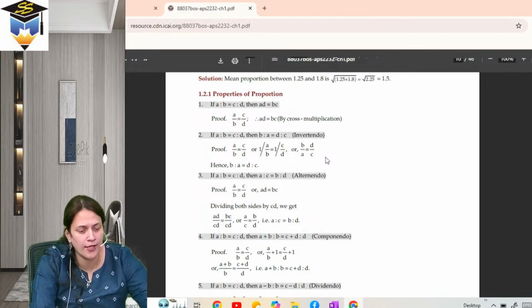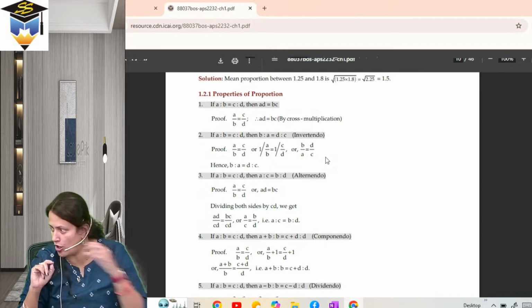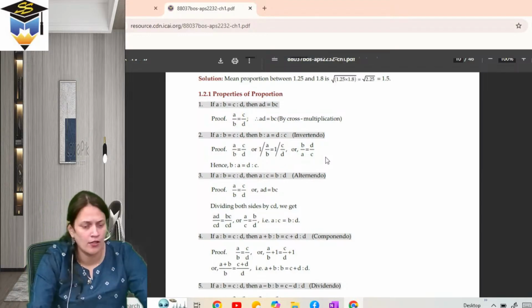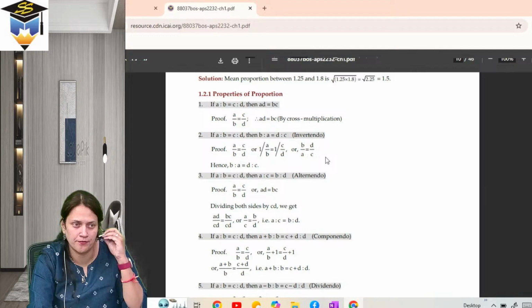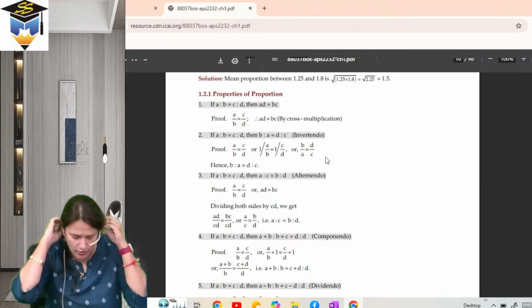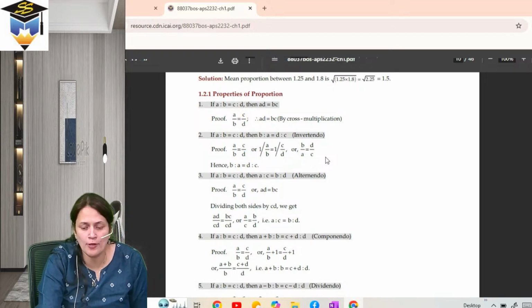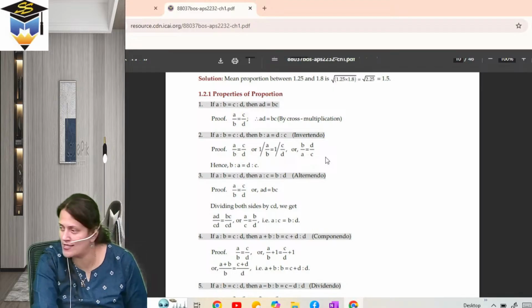Now componendo. In componendo we have to add 1. Always remember, add 1. When you add 1 you get A plus B upon B is equal to C plus D upon D. That is componendo. In dividendo you have to subtract 1, so A minus B upon B is equal to C minus D upon D.